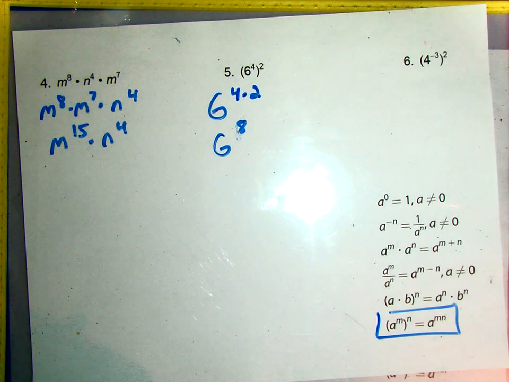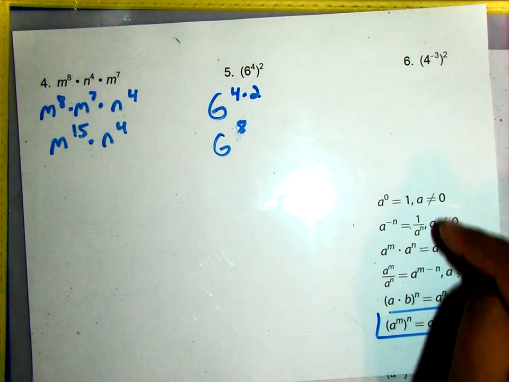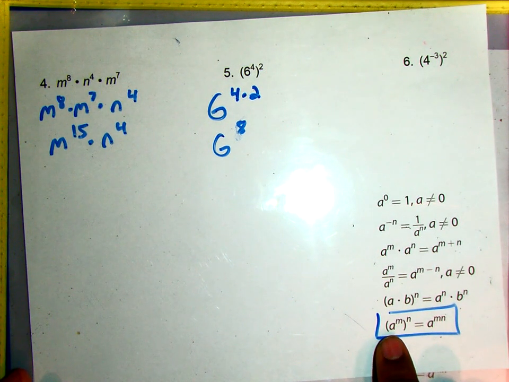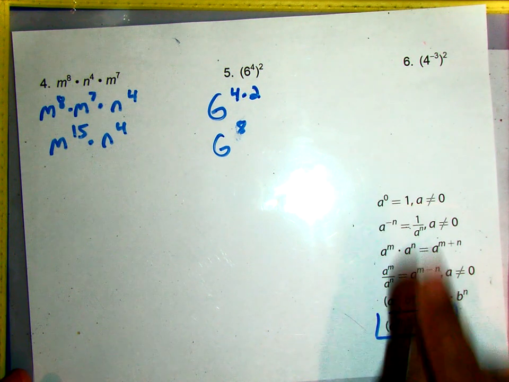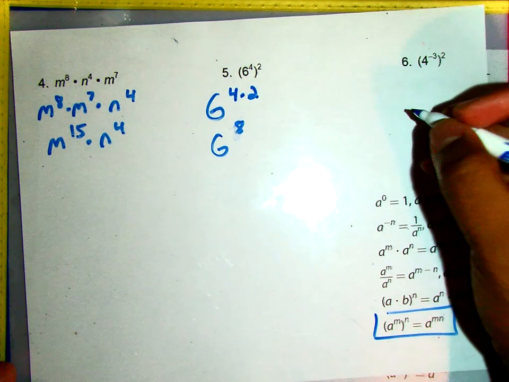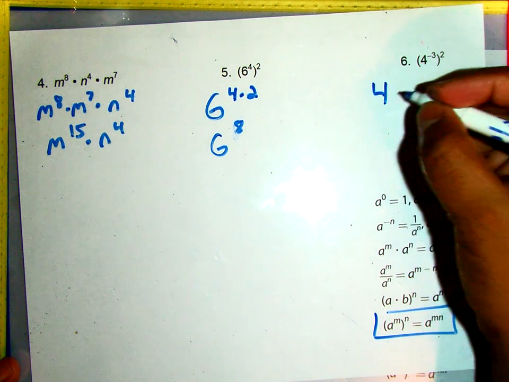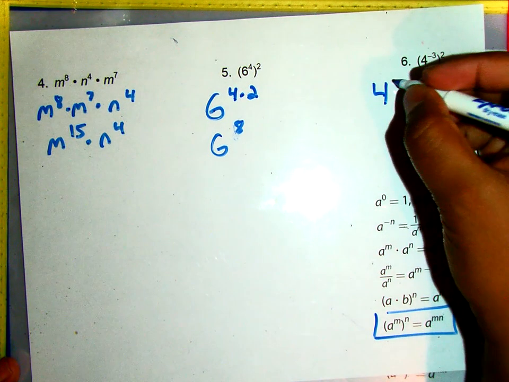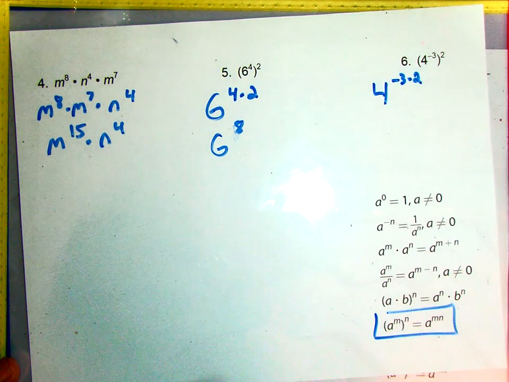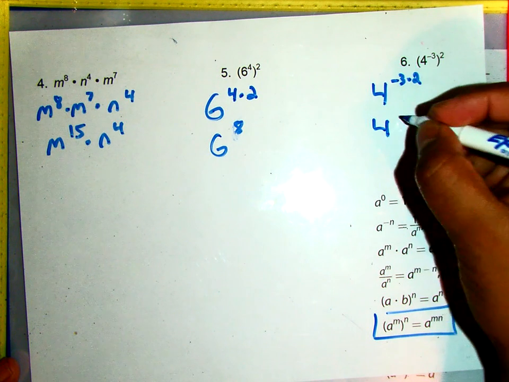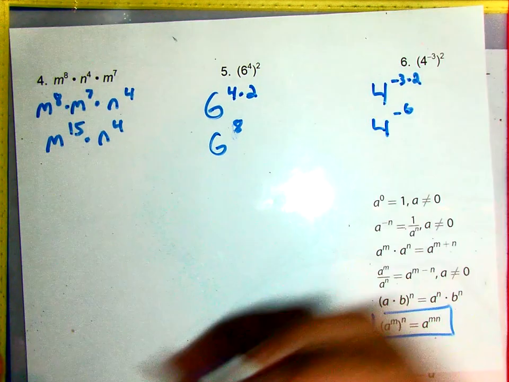All right. Now, sometimes you can have a combination of rules here, but initially we could tell that it's going to be m to the nth here, and we're going to execute it just like that. So we'll have 4, and we're going to multiply these two together. So we'll have -3 times 2, and that's going to get us 4 to the -6.